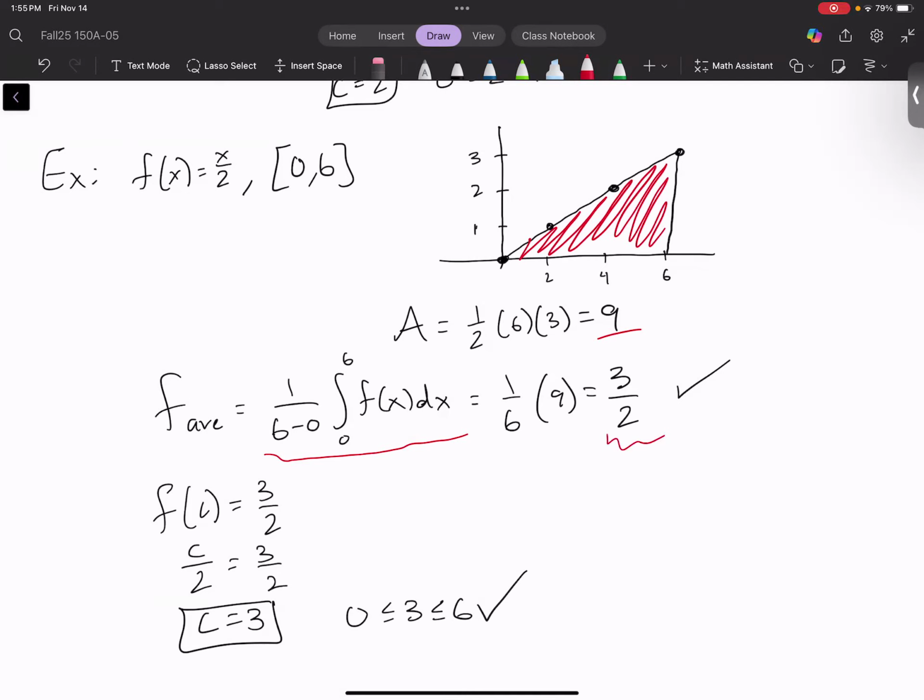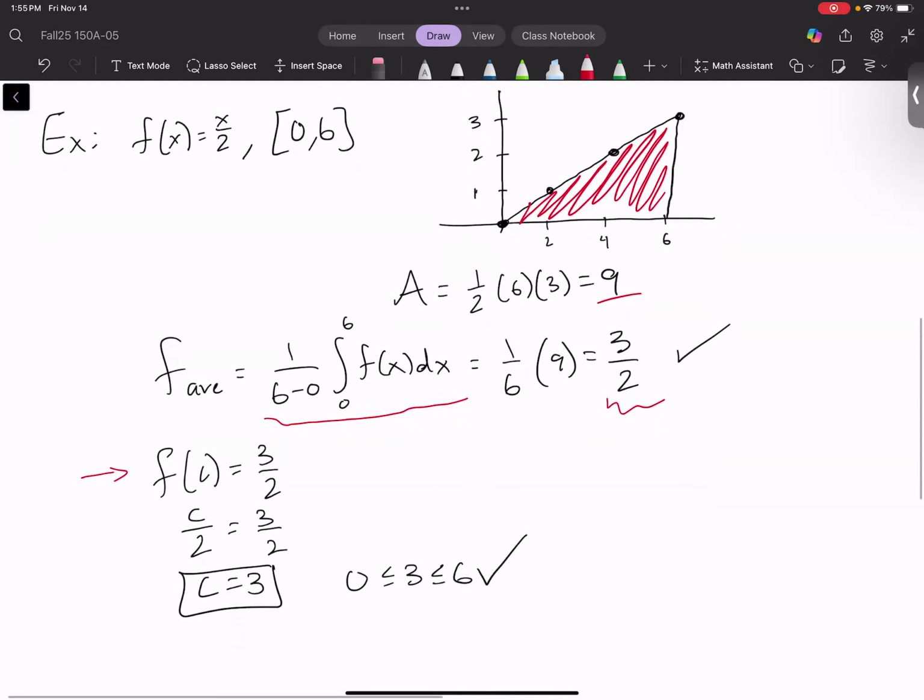Okay, so that's the first part. We got the average value of our function. Now, second part, we got to set the function equal to 3 halves and solve for c. So we get 3 there. We just multiply by 2 on both sides. And 3 is in our interval, right? This is the x value 3. So that is in our interval, and we're all set.